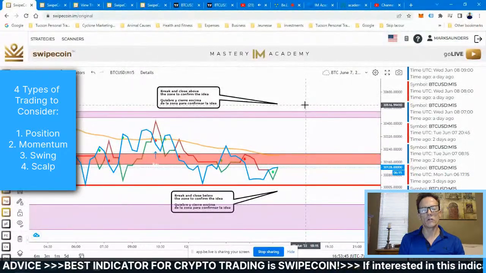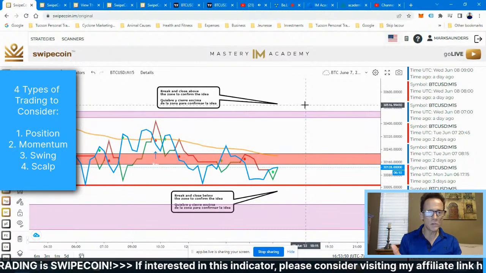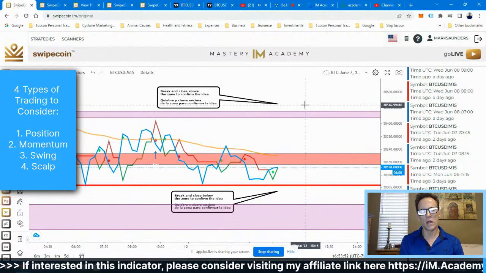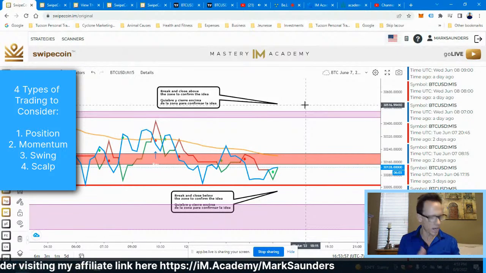The best indicator for trading cryptocurrency is, in my opinion, SWIPECOIN. I'm going to share with you why right now. This is just something I've been working on. I'm going to take you from a chart from scratch.